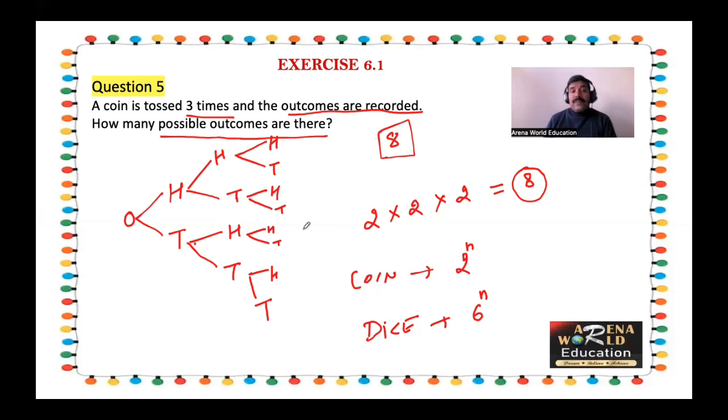So if a coin is tossed 3 times, directly without writing this tree or without using 2 into 2 into 2, you can directly write 2 raised to power 3. So that will be 8. If it is tossed 5 times, then 2 raised to power 5. If a die is flipped 5 times, the answer will be 6 raised to power 5. So that will be the total number of outcomes.